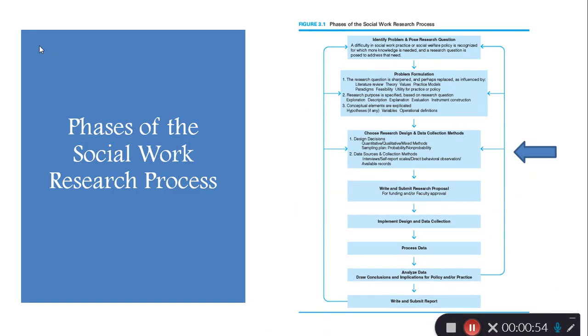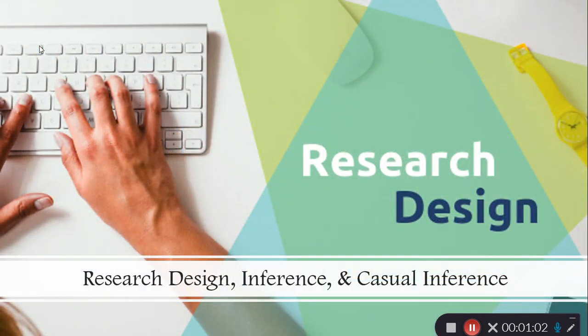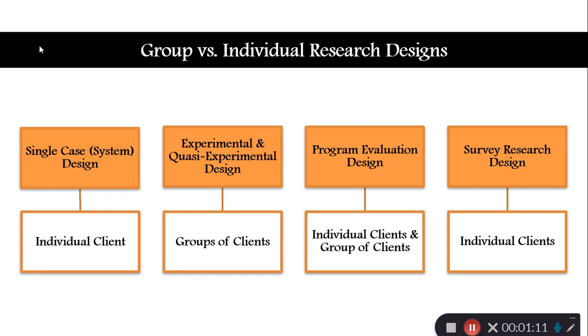We are still in phase 3 of the social work research process, which is related to choosing a research design and data collection methods. We're also continuing to explore the interrelationship between the concepts of research design, inference, and causal inference. We're also continuing to look at the difference between group and individual research designs.